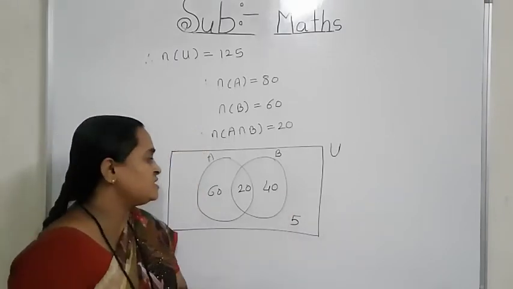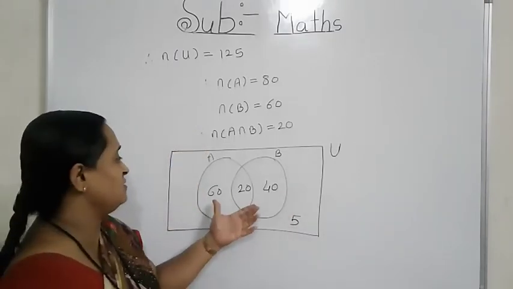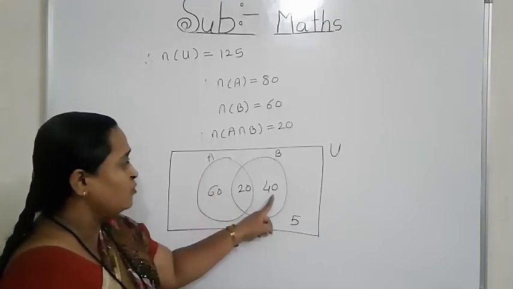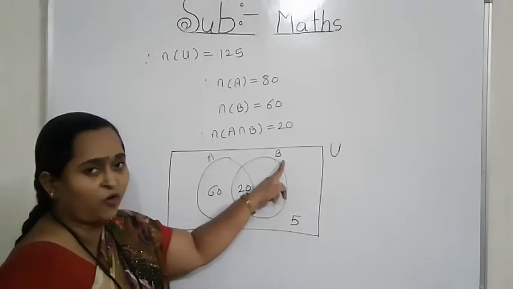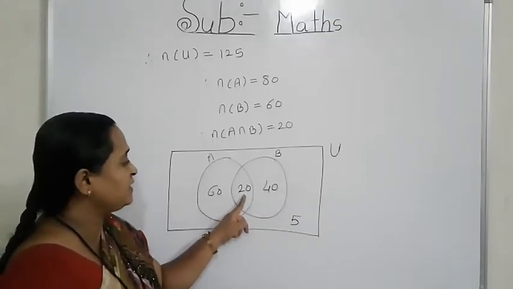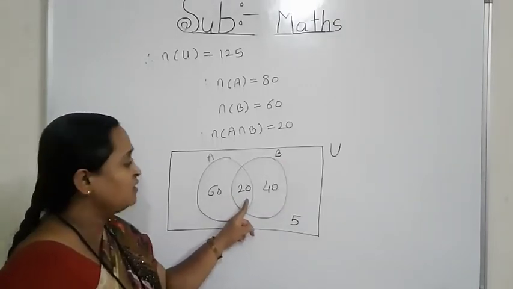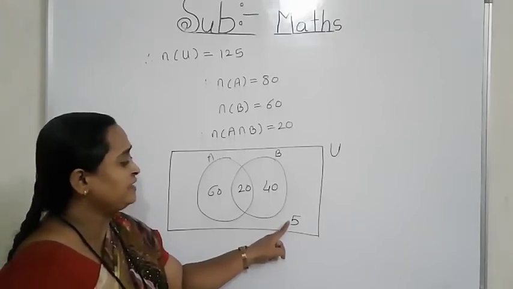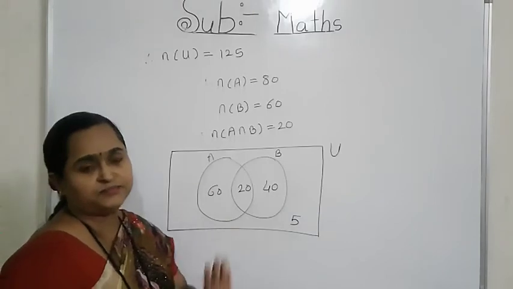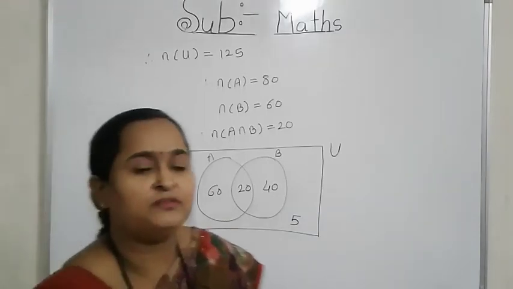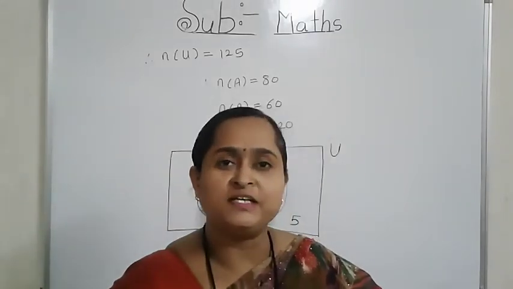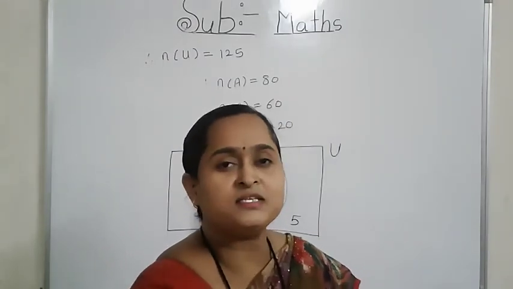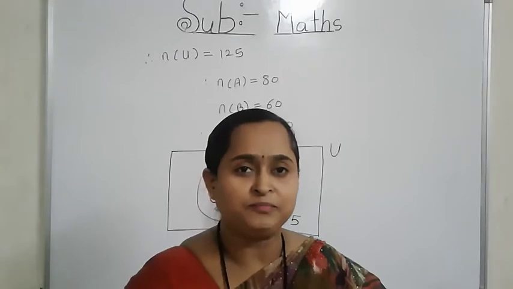Now by using this Venn diagram we can give the answer that 60 students drink only tea, 40 students drink only coffee, and 20 students drink both tea and coffee. Then 5 students are there who are not drinking tea or coffee. Now this example we can explain by using relation also and by using Venn diagram also. Now again some next example we will see.